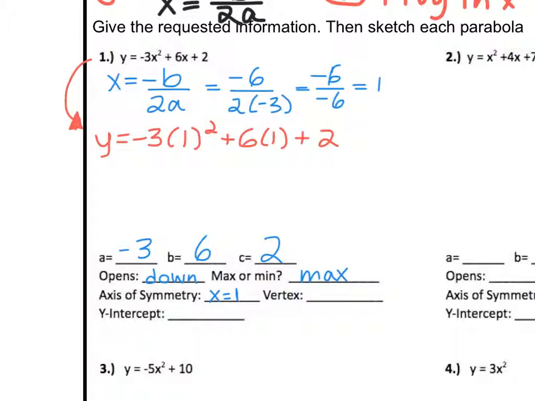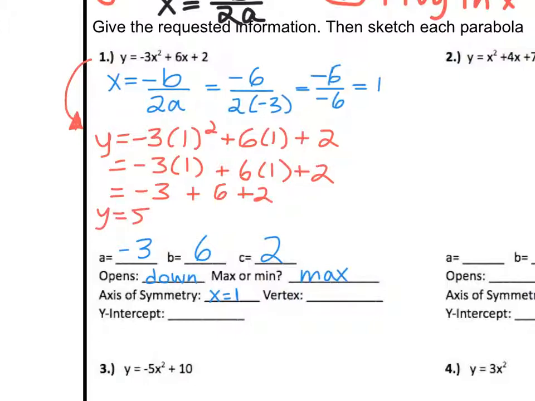So you're doing negative 3 times 1 plus 6 times 1 plus 2. Now do the multiplication. So negative 3 plus 6 plus 2. This one is easy. Now you can add them all up. Negative 3 plus 6 is 3, plus 2 is 5. So y is equal to 5. You have two numbers, x equals 1, y equals 5. You now have the vertex.